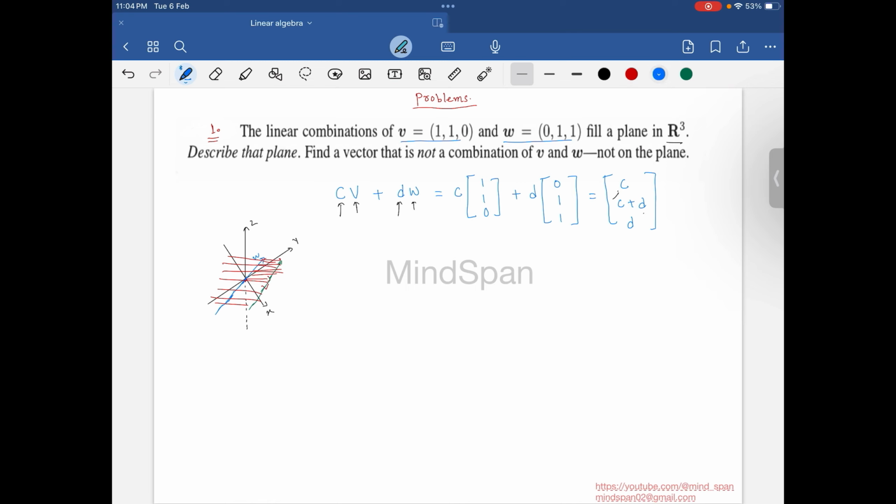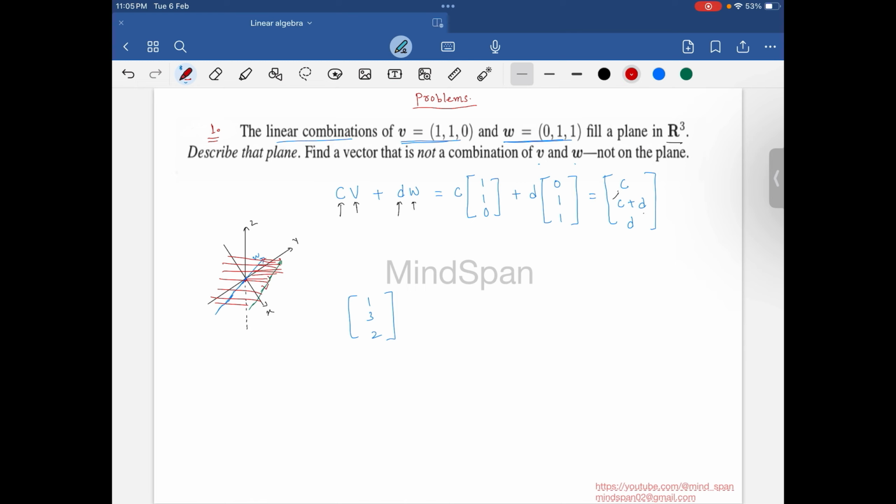Okay, now find the vector that is not a combination of v and w, right? So let me first give you some vector that is a combination of v and w. We can have 1, 2, 3, because this vector will be on the plane of v and w, or you can say this vector will belong to the linear combination of v and w.